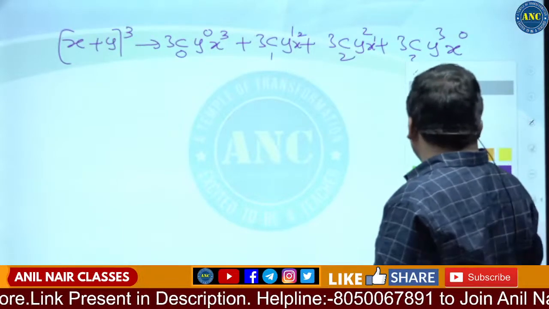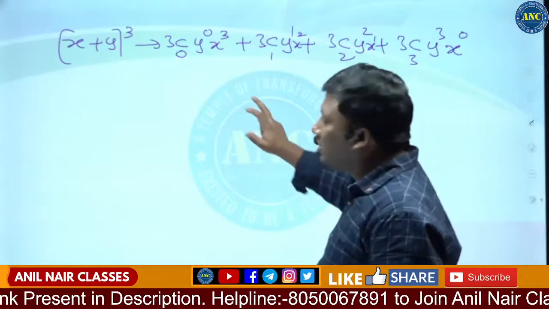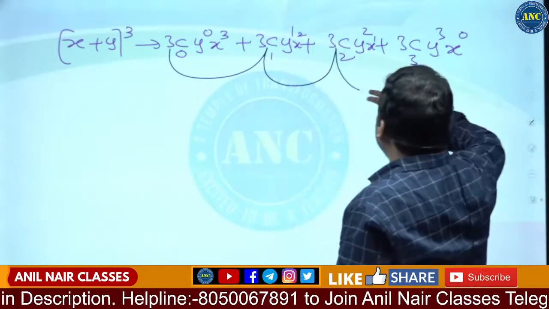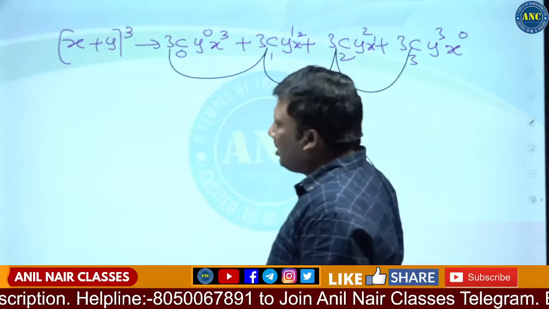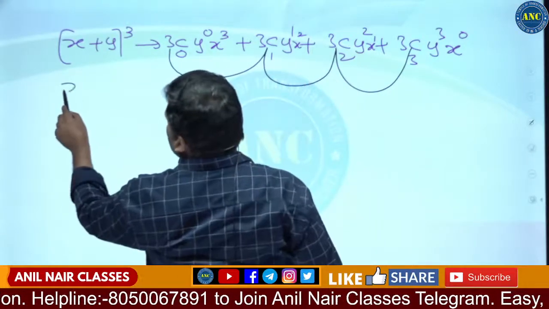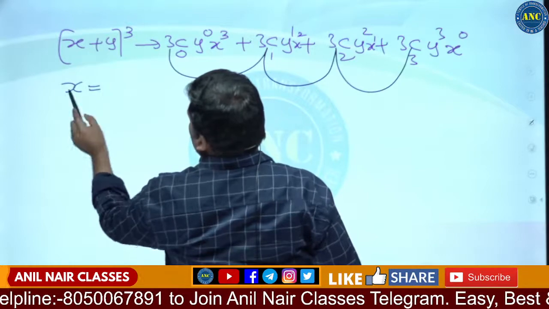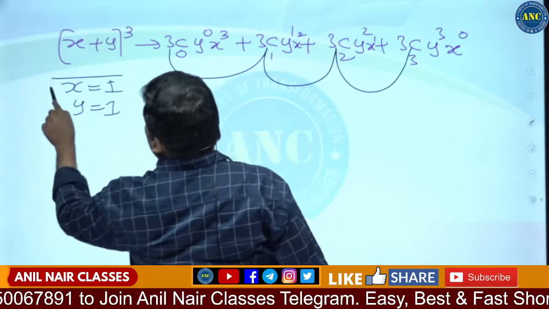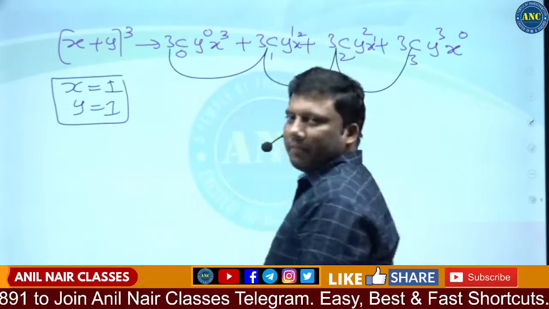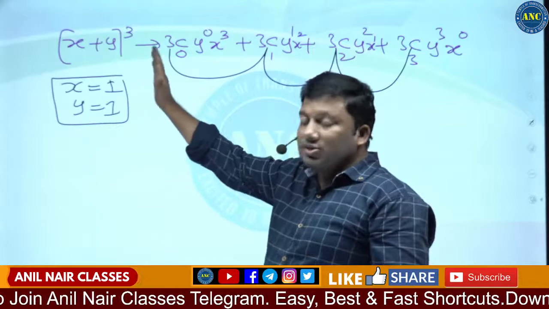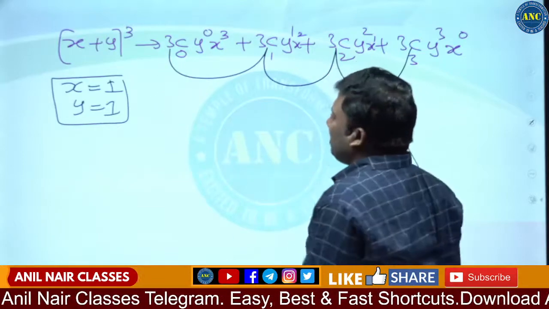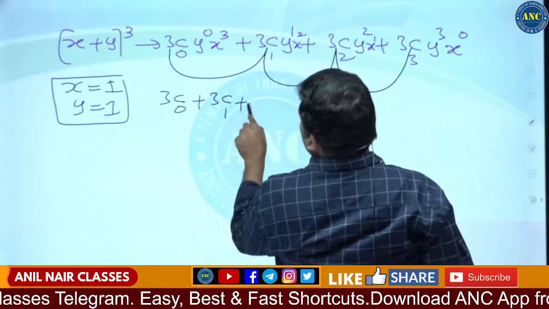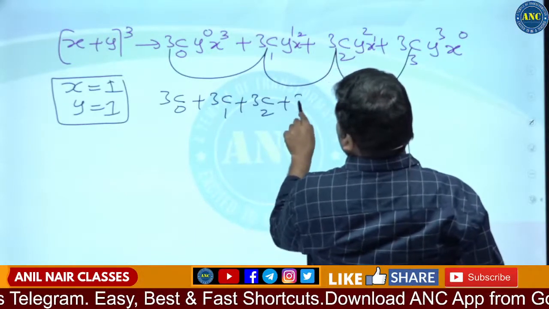How to find out the sum of the coefficients? Each of these is a coefficient. So what is the sum of the coefficients? The sum of the coefficients can be obtained by making 1 in place of every variable. 1 plus 1 is 2, and 2 cubed is 8. So 3C0 plus 3C1 plus 3C2 plus 3C3.